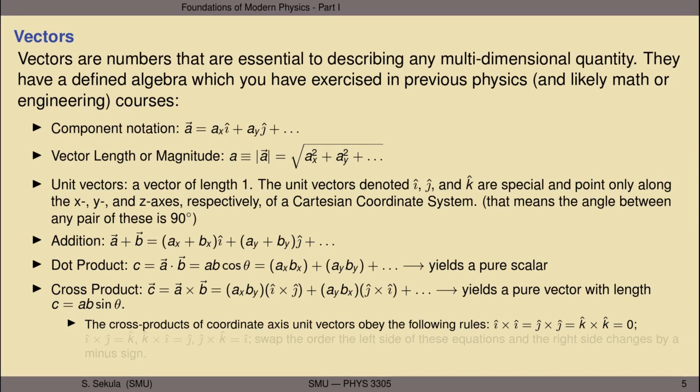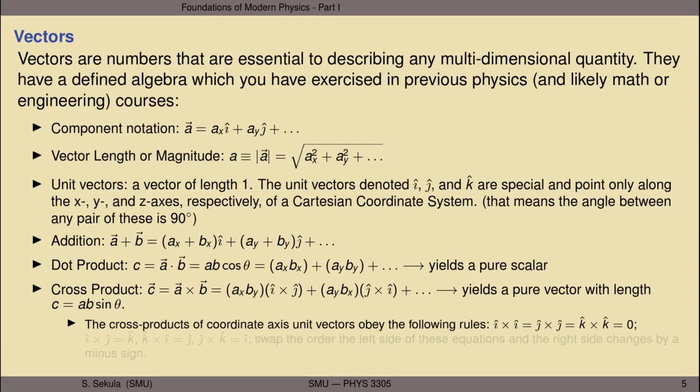And in the end, this yields a pure vector with a length given by the magnitude of A times the magnitude of B times the sine of the angle between the 2 vectors A and B. Also, the vector C will always point at exactly a right angle to both vector A and vector B. That's one of the natural consequences of the cross product.